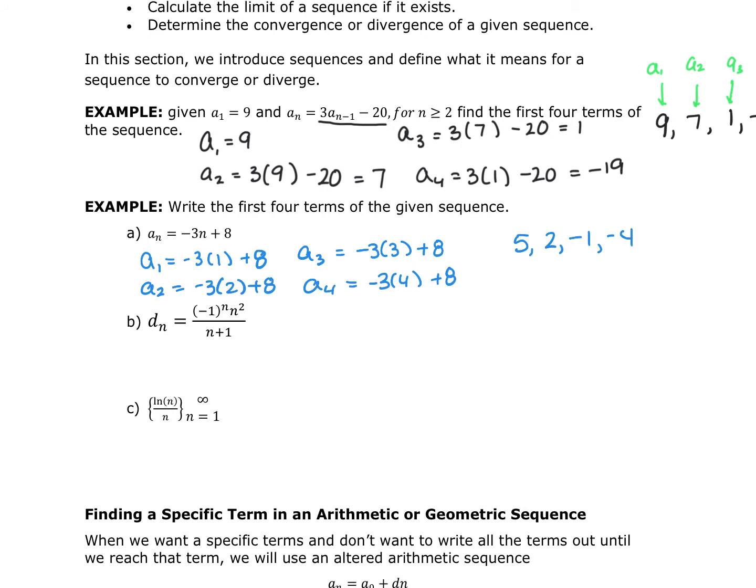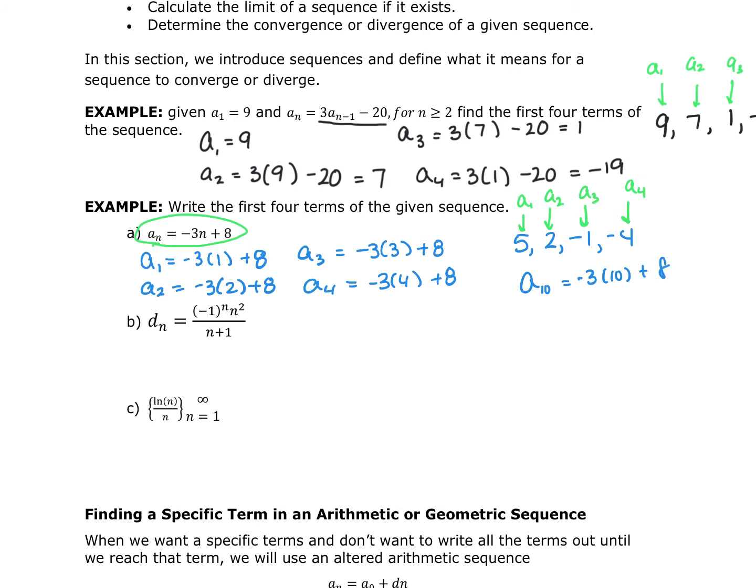So when I put 1 into this explicit or closed formula, I get 5 out. When I put in 2, I get 2 out. When I put in 3, I get negative 1 out, and when I put in 4, I get negative 4 out. When it's not a recursive sequence, then if they wanted me to find the 10th term, a sub 10, it is simply putting the 10 into wherever I see my n.